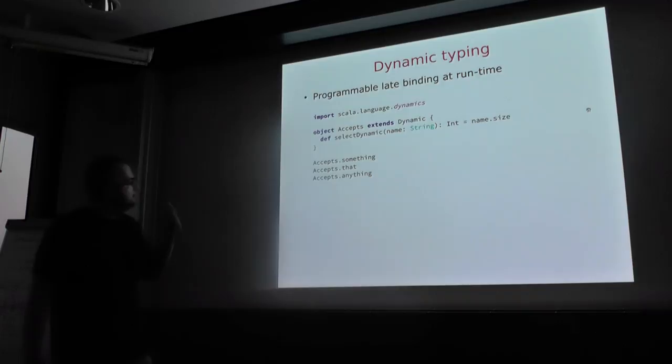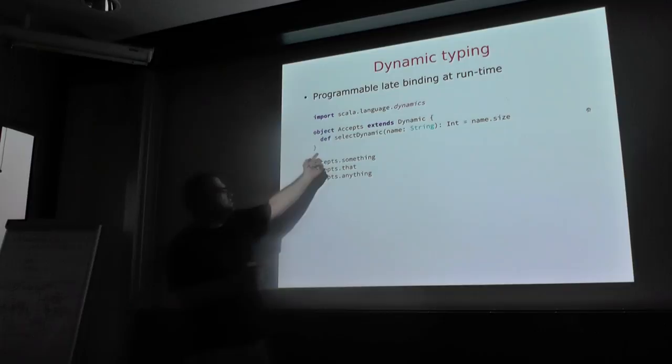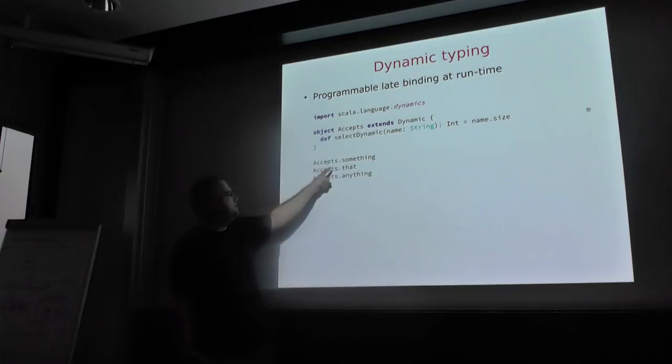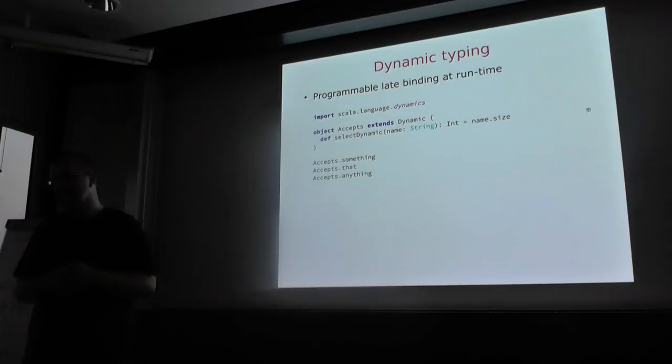So there is a language feature called Dynamic, and if you extend this Dynamic trait, then you can basically do late binding at runtime of whatever keywords are thrown at that object. So if somebody does object name dot something, this is being called selectDynamic with the name as the argument, and then you have code that decides what to do about that. So you can actually have dynamic typing if you really want to.